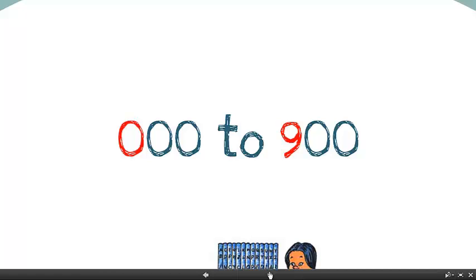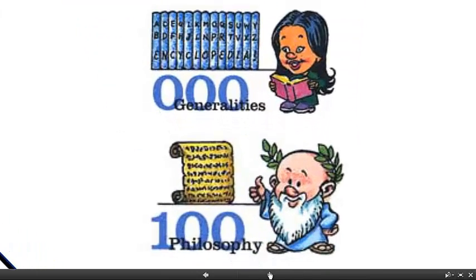The Dewey Decimal System groups books together by their subject. Each book is given a 3-digit number from the 000s to the 900s. The first digit of the 3-digit Dewey Decimal number tells you what main group the book belongs to. Let's look at each of these categories.